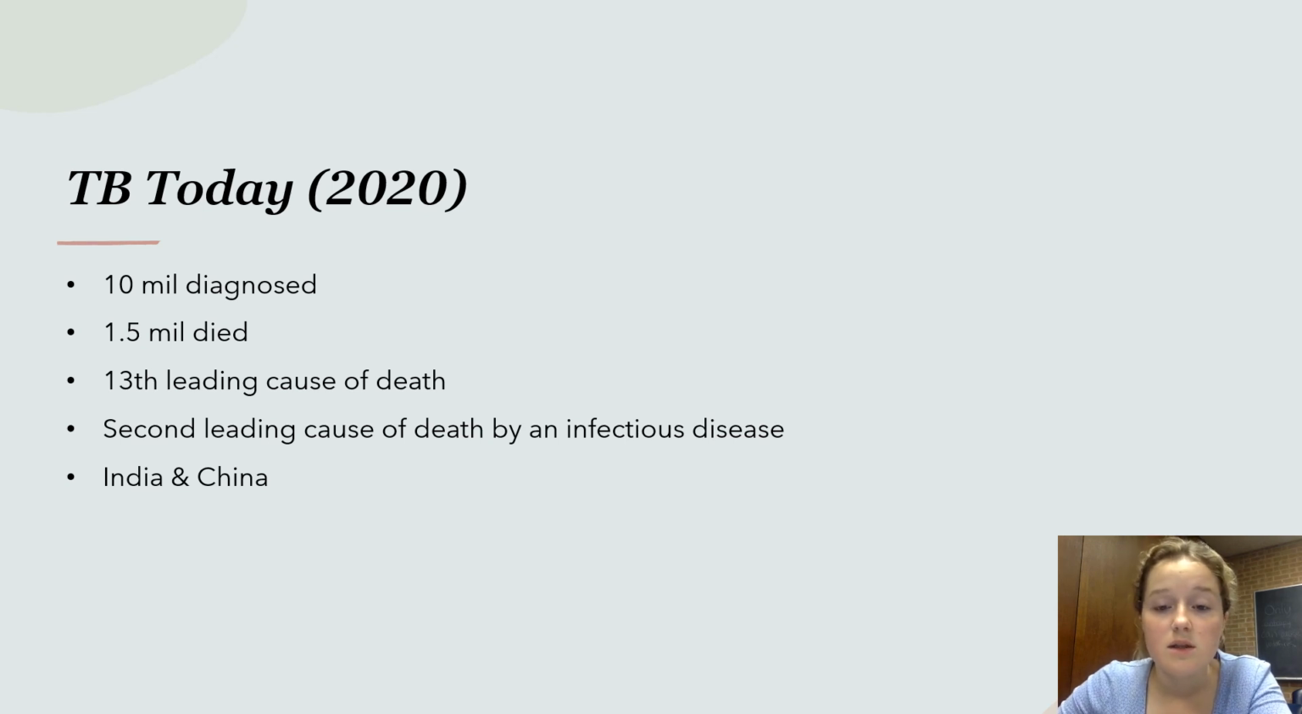It is the 13th leading cause of death in the world, despite the fact that we have an effective vaccine that was found 100 years ago, and it is 100% curable with the proper drugs. The outbreaks are primarily in India and China. This is due to overpopulation. Just close contact makes TB more transmissible, as well as not being wealthy enough to afford the drugs, and poor healthcare systems that are not offering the vaccine.